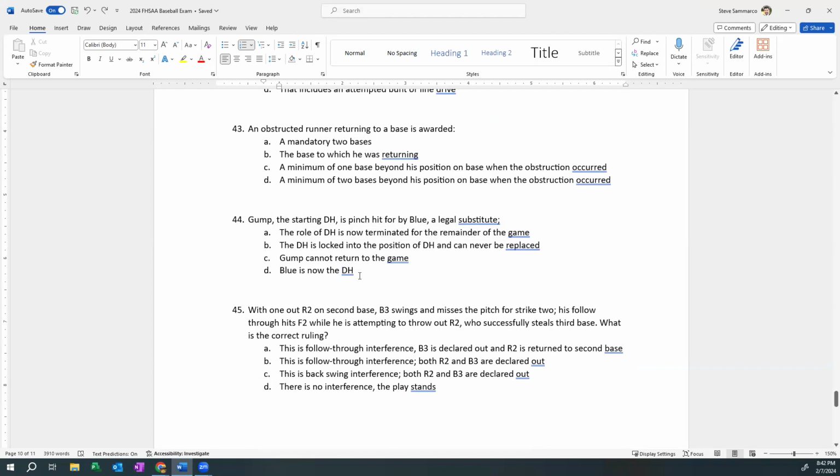Gump, the starting DH, is pinch hit for by Blue, a legal substitute. The role of DH is now terminated for the remainder of the game. The DH is locked into the position of DH and can never be replaced. Gump cannot return to the game. Let's throw that one out. Where Blue is now the DH. Again, same argument with this one as I had with the last one. I don't know what type of DH this guy is.